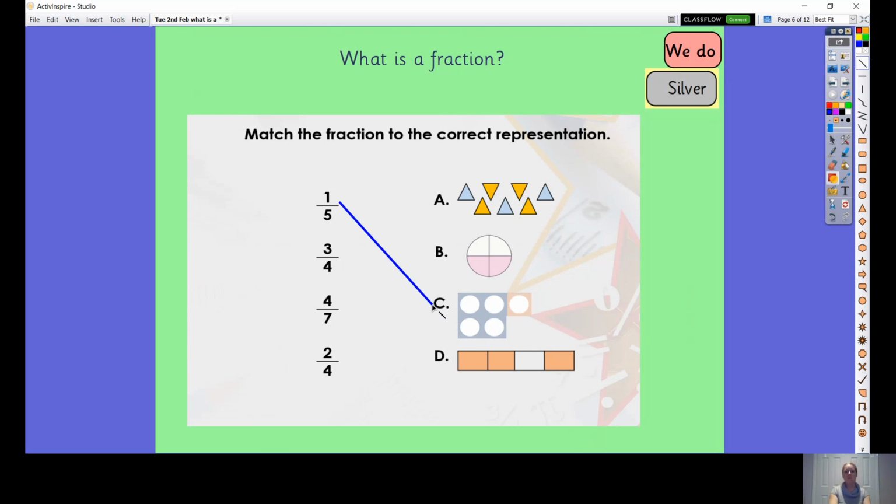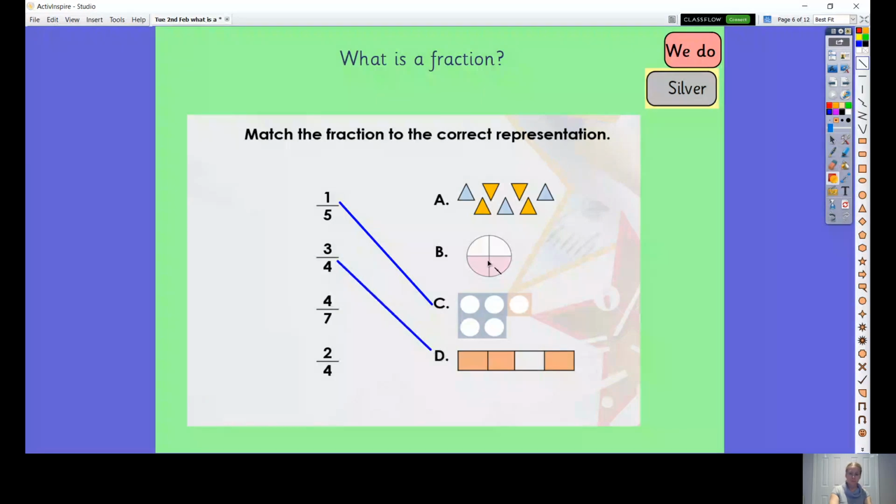Now 3/4, I can see just here there's one that's in quarters, it's 4 equal bits, but there aren't 3 of them coloured in, so I'm going to ignore that one for now and look for another one. That's too many. Well, there's 4 here, look, and 3 of them are coloured in, yes. So 3/4 goes with D.